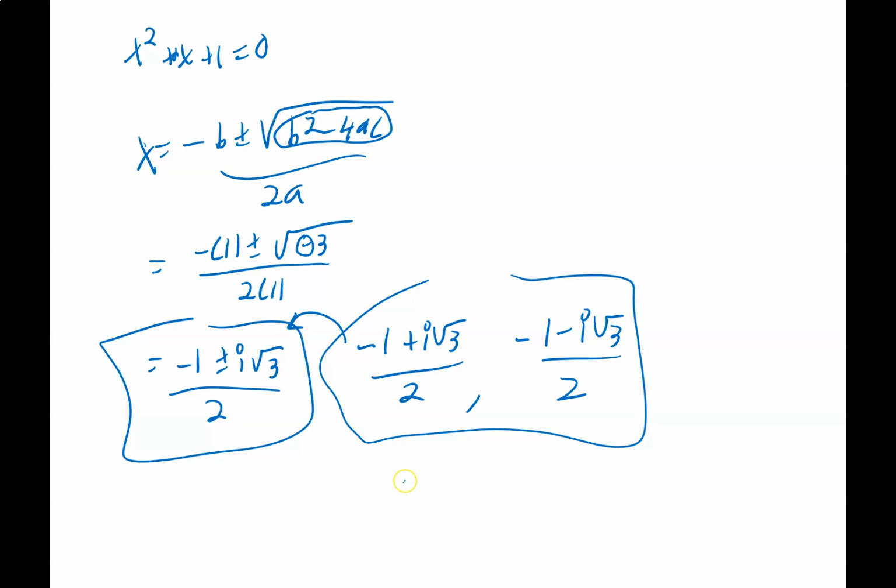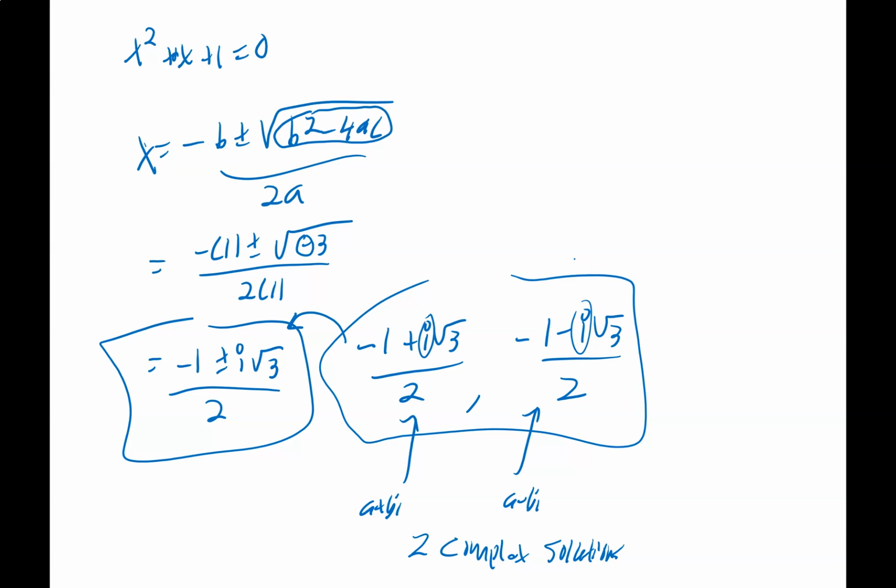But again, what did I get? I got an a plus bi. I got 1 imaginary or 1 complex solution. And then a minus bi. Granted, they're over 2, but still, I got 2 complex solutions. Or you could say they're not real because of this i.